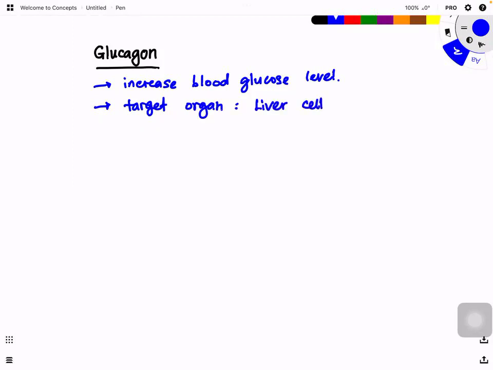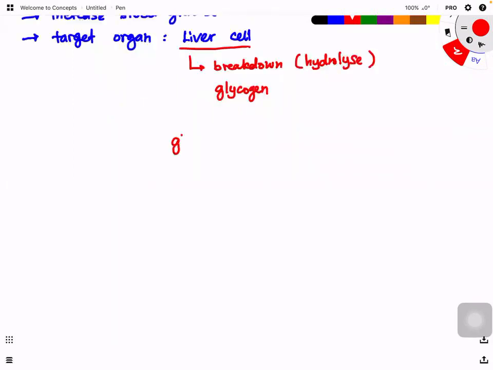The liver cell will respond to glucagon by one of the main processes, breakdown or hydrolysis. Hydrolyze what? Glycogen. In this process, we want to break down glycogen into many glucose. We cannot hydrolyze it without an enzyme. But this enzyme is normally inactive. Are you clear? Not active.